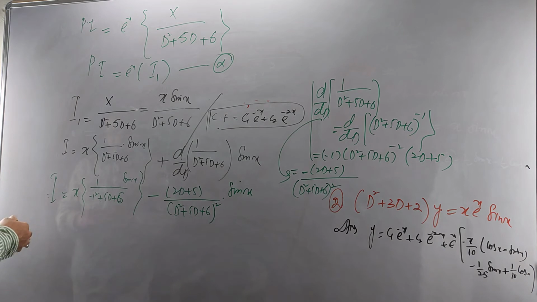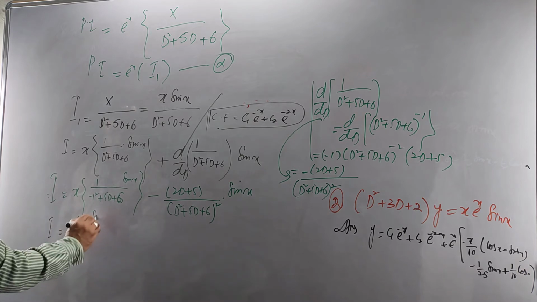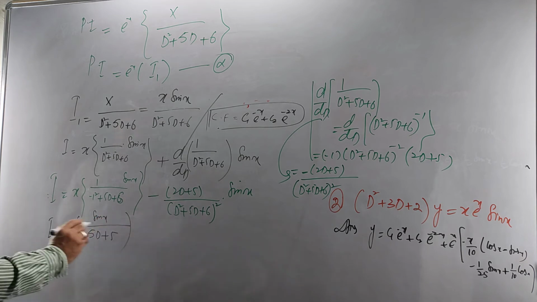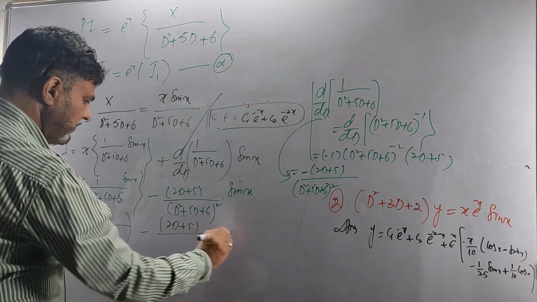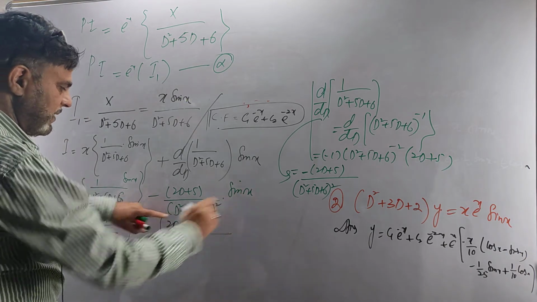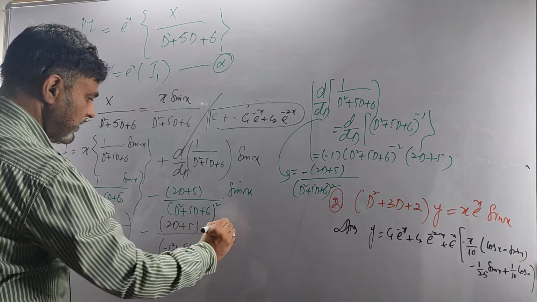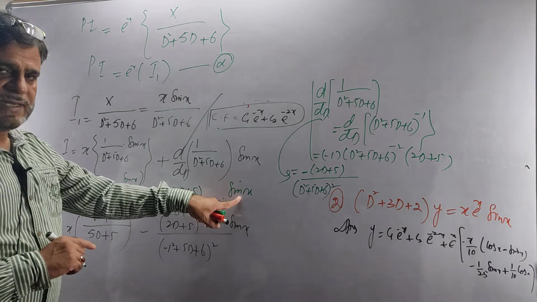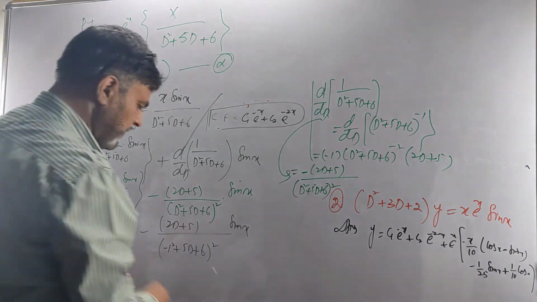Now how do we go? I is x sine x by 5d plus 5. Now here it is minus (2d plus 5) by, I have to replace d square by minus 1, (minus 1 plus 5d plus 6) square into sine x. Do you follow? This is rule number 2nd or 3rd, where we have sine x by f of d square. d square is replaced by minus a square. It is that rule.